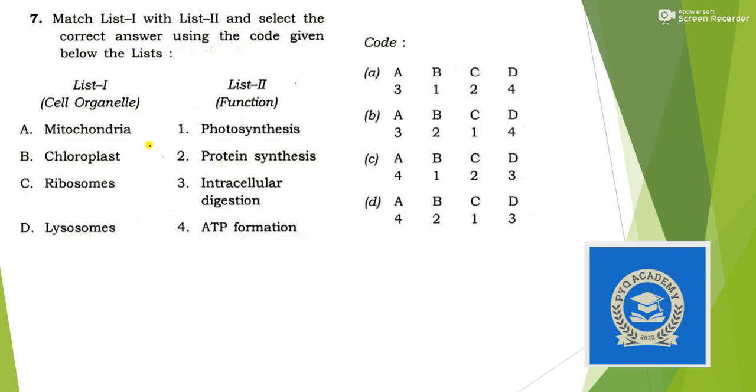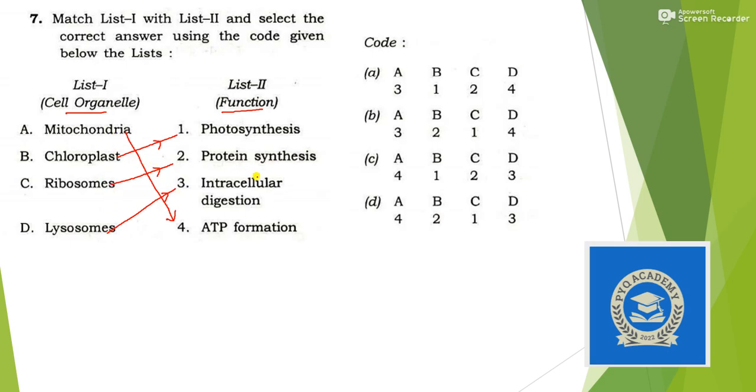Next question is, we have to match the cell organelles with its functions. So let's match. Mitochondria is known for ATP formation. It is known as powerhouse. Then chloroplast, known for photosynthesis because chloroplast contains a green pigment known as chlorophyll. Then ribosome, known for its protein synthesis, and then lysosome, intracellular digestion, also known as suicidal bags.